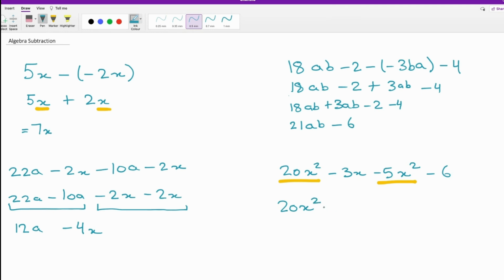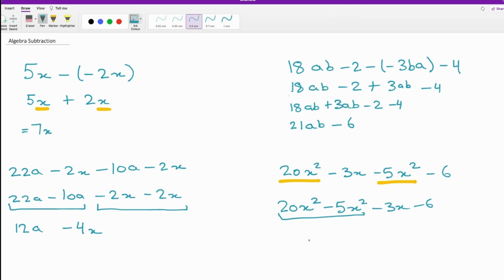20x squared minus 5x squared, and let's rewrite everything else, minus 3x minus 6. Now these two are like terms. We don't have another like term for the minus 3x, and we don't also have another like term for this constant. So in our answer, these two are going to remain as is.